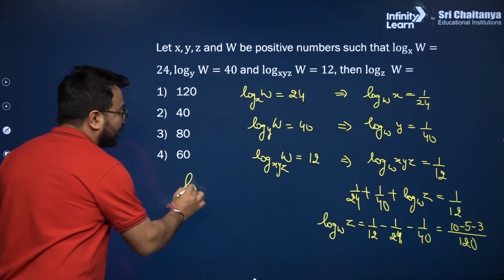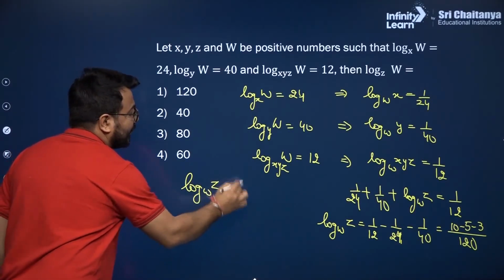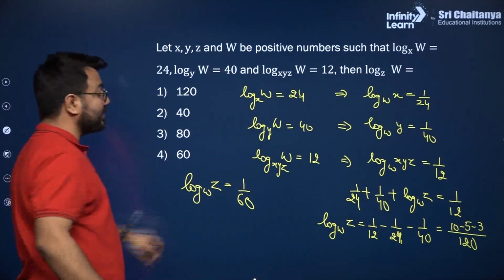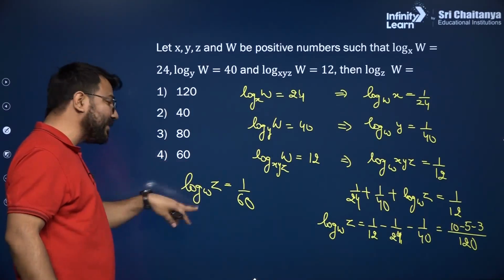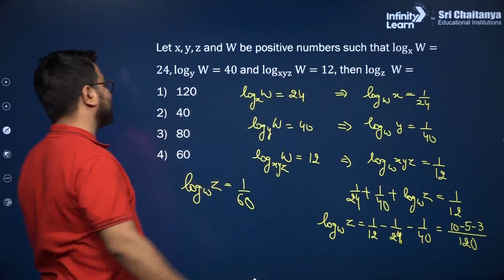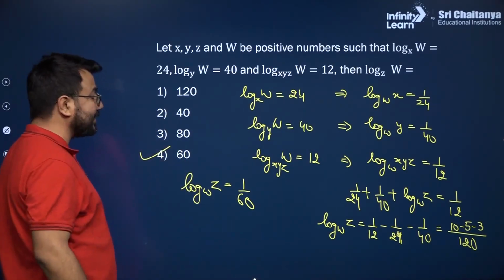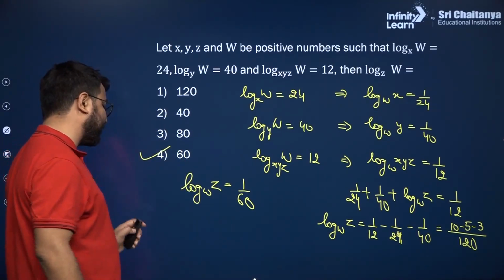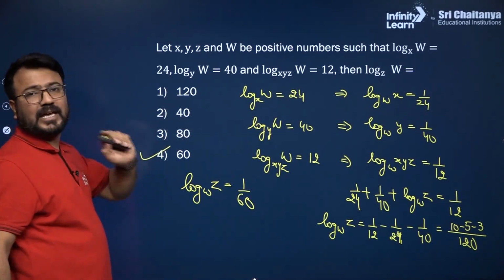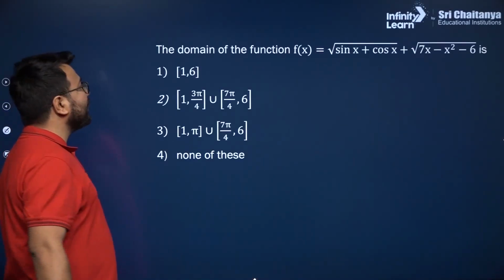So basically log z to the base w will be 1 upon 60, and they have asked the opposite of it, that is the reciprocal, log w to the base z, which will be 60. And 60 is given to us in option D, so that is why option D will be the final answer. I hope you are able to understand how we have obtained option D. We are moving ahead to the next question.